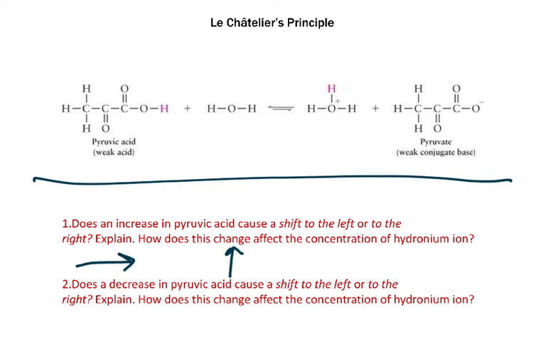Now, number two, all the opposite, right? A decrease in the pyruvic acid will cause a shift to the left, because you move towards the stuff that was taken away, and that would consume H3O+ and cause the concentration of that to go down.